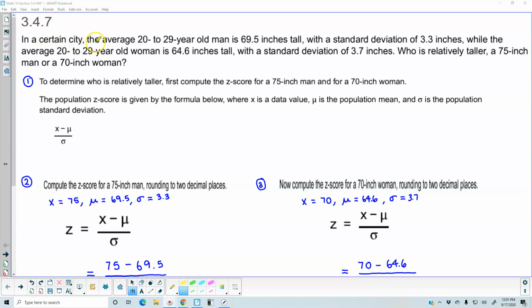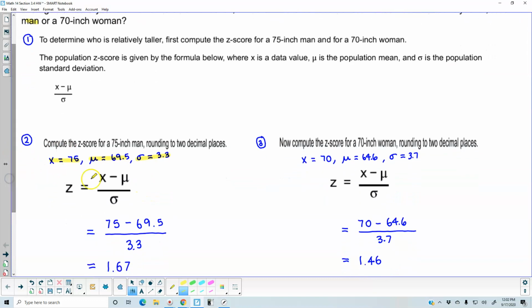Okay, so in the first part of the sentence it says the average 20 to 29-year-old man is 69.5 inches tall. So that tells us that the population mean for the average man between 20 and 29 years old is 69.5. And then we also have that there's a standard deviation of 3.3 inches. So sigma, the population standard deviation, represents 3.3. And then the data value for the man is a 75-inch man. So that means that x is going to equal 75.